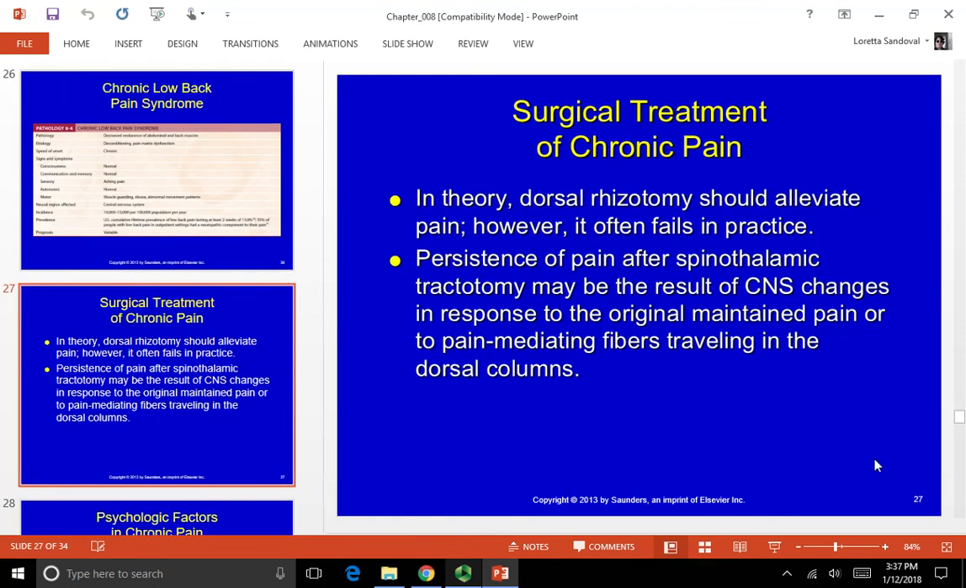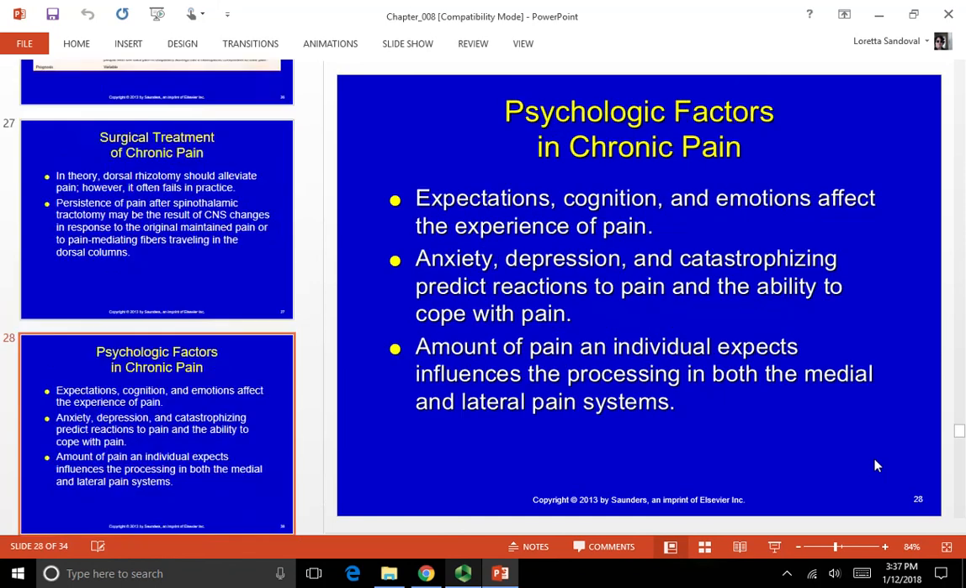So there's surgical treatments for chronic pain. I'm not going to talk about them too much. They're mentioned in the book, but obviously we don't do surgery. We do physical therapy. A lot of times there are a lot of studies about how effective surgical treatment of chronic pain is, and it's actually not very effective, unfortunately.